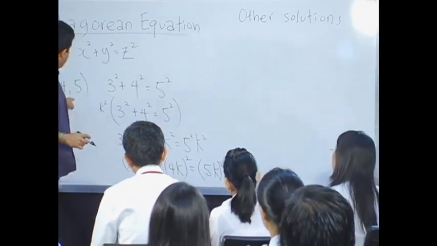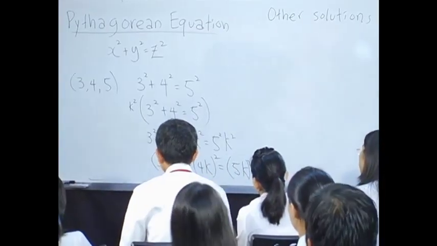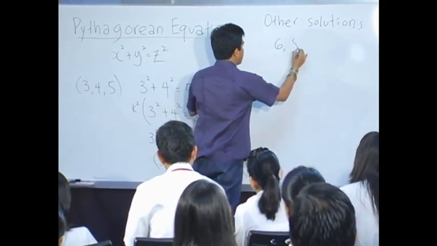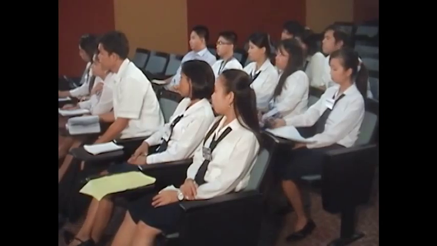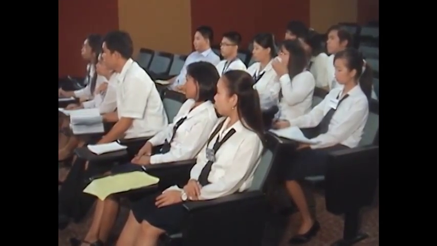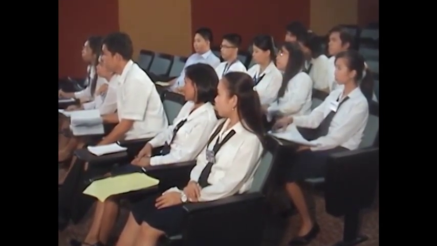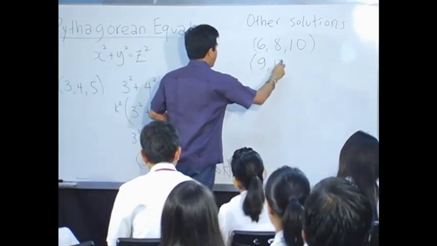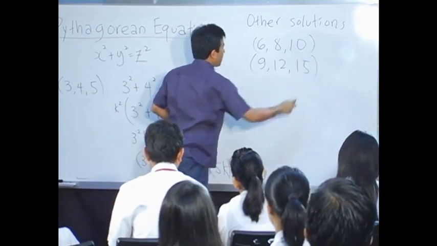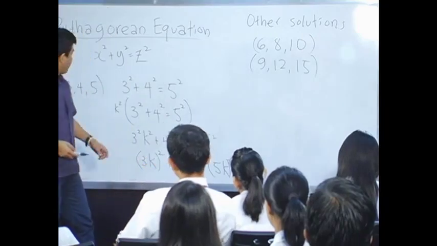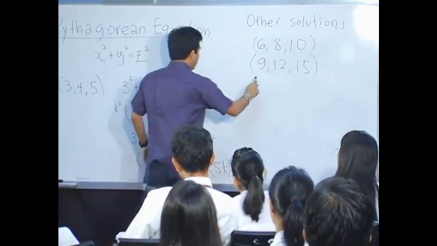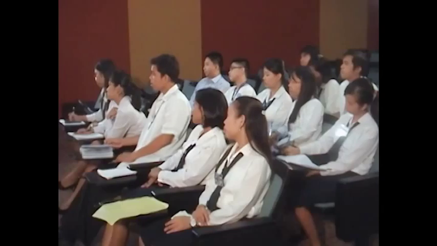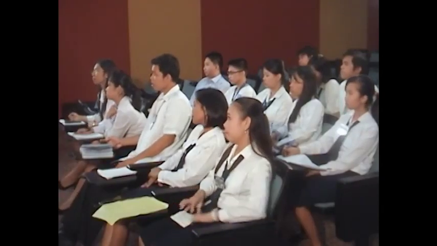Well, let's look at this first. Let's multiply by 2 or by 3. If we multiply by 2, we get 6, 8 and 10. If we multiply by 3, we get 9, 12, 15. If we multiply by 5, we have 15, 20, 25. In fact, we'll never run out of solutions.